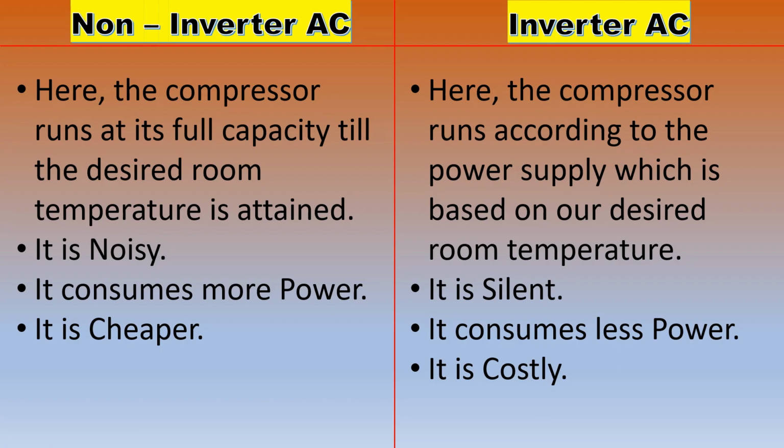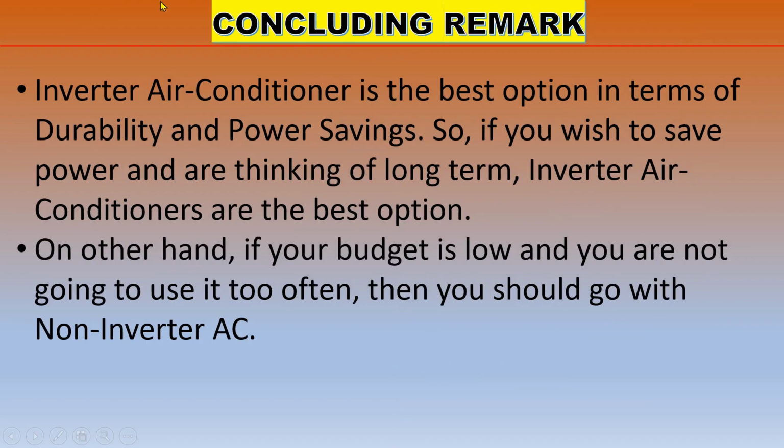Now if we talk about the difference in the cost, inverter AC would cost you around 10% more compared to the non-inverter AC. Now at last we'll see the concluding remark, after which you would be able to decide which kind of AC is best as per your requirement and budget. Inverter air conditioner is the best option in terms of durability and power savings. So if you wish to save power and are thinking long term, inverter air conditioners are the best option.